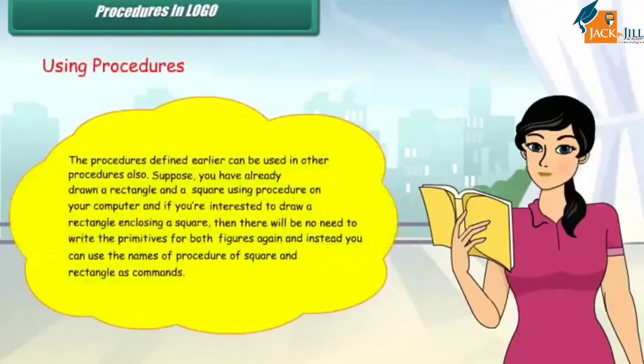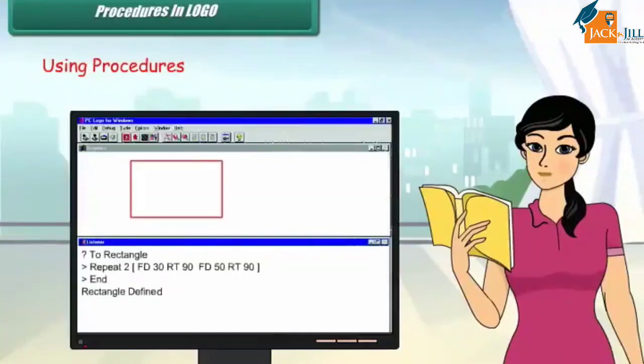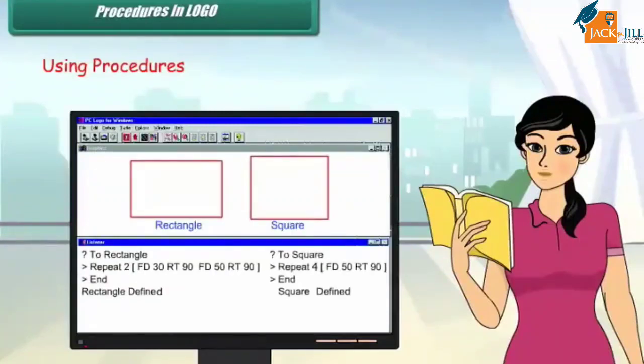Using procedures. The procedures defined earlier can be used in other procedures also. Suppose you have already drawn a rectangle and a square using procedure on your computer. And if you're interested to draw a rectangle enclosing a square, then there will be no need to write the primitives for both figures again. And instead, you can use the names of procedures of square and rectangle as commands.